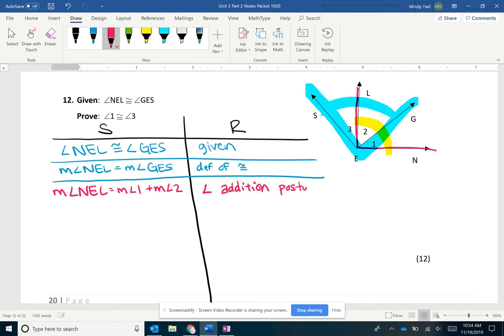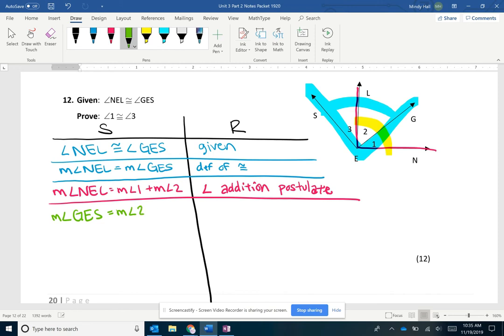Again, two baby angles add up to make the big angle. And so if you make a statement like that, it's just that reason. So if I make that statement about the measure of angle NEL, then I can make that statement about the measure of angle GES as well. Except GES is going to be the measure of angle 2 plus the measure of angle 3. But the reason is still going to be the exact same.